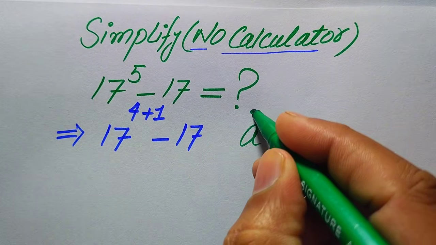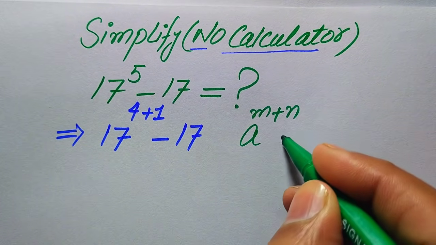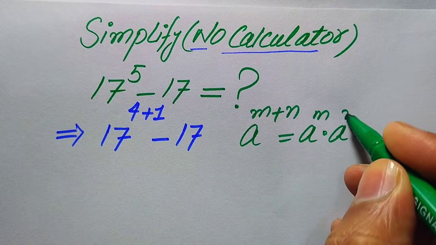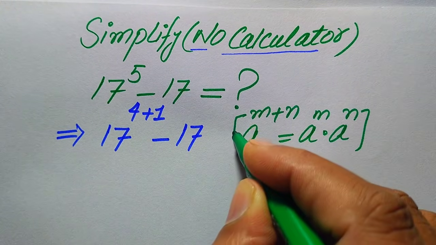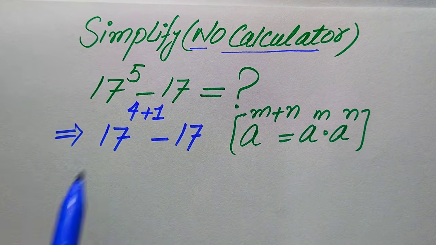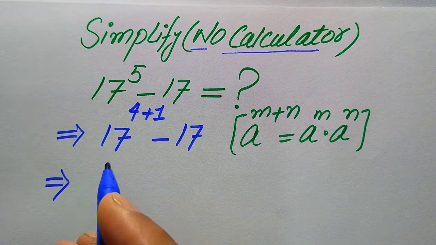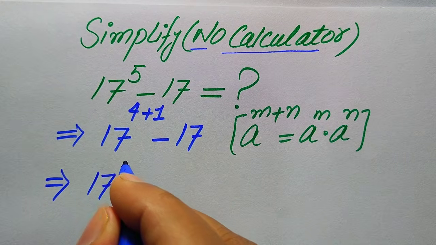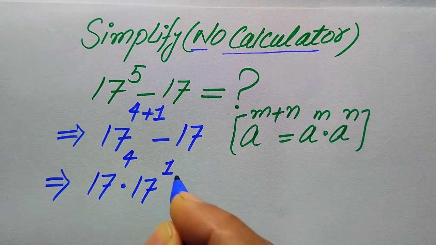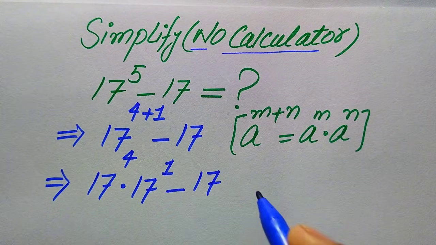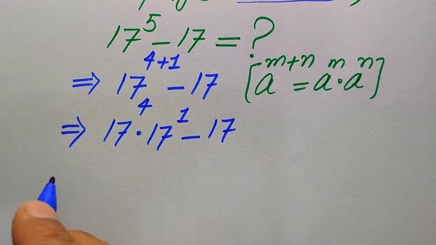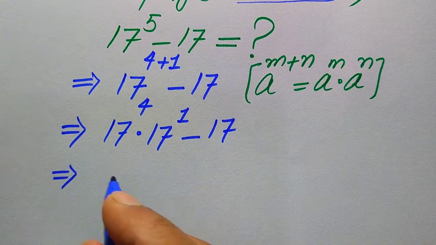You know about that, if we have a to the power of m plus n is equals to a to the power of m multiplied by a to the power of n. According to this rule of exponents, we break these exponents in this form. So we write it as 17 to the power of 4 multiplied by 17 to the power of 1 minus this is our 17.